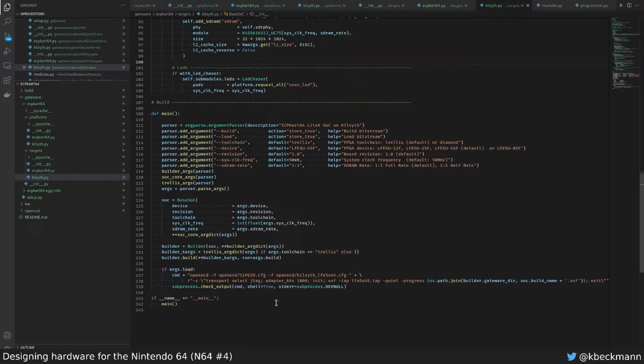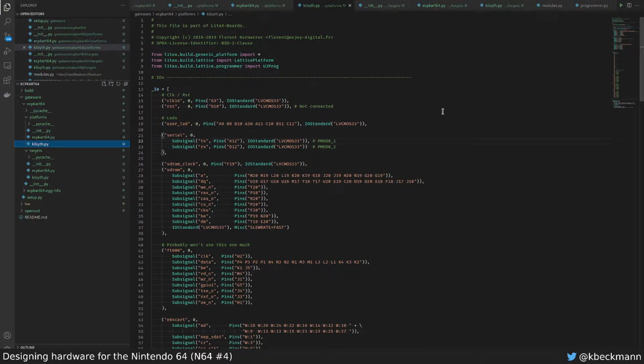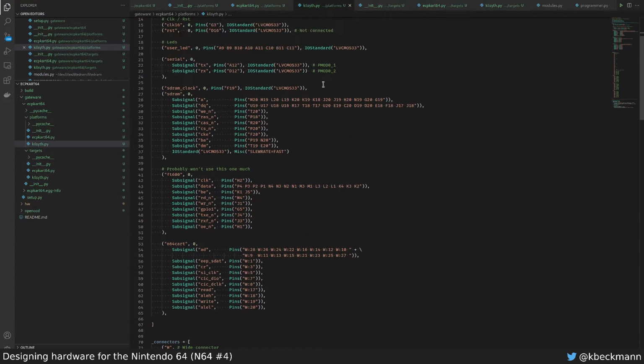So we're reusing a bunch of stuff that's already sort of done for us. And then we have a platform. A platform defines the physical hardware, so stuff like pin mapping and individual configuration, memory sizes, and so on if you want. In this case, I've reused an old project where I used the same board.